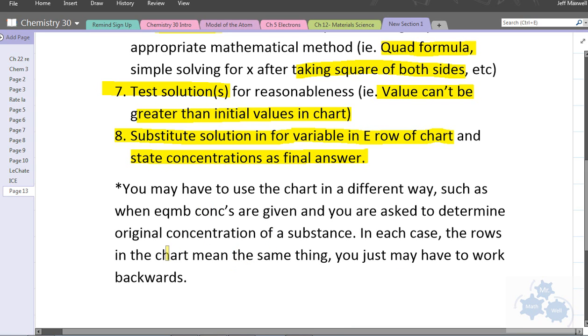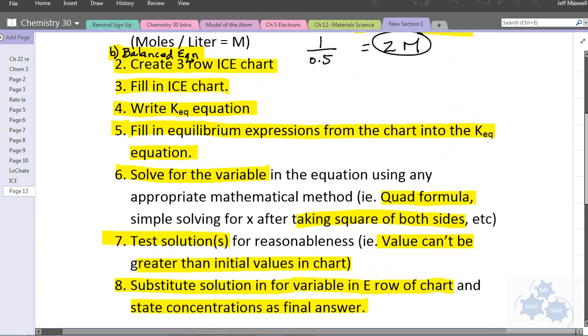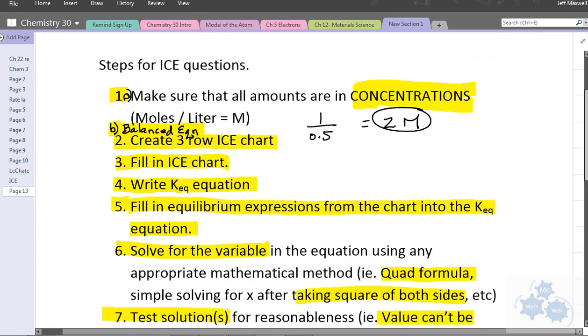In each case, the rows in the chart mean the same thing. You just may have to work backwards. That's why I like the chart, because it's very visual, and you just fill in the spots. It seems to make sense to me. So over the years, the students have found this helpful. Okay? So that's the conclusion of that.